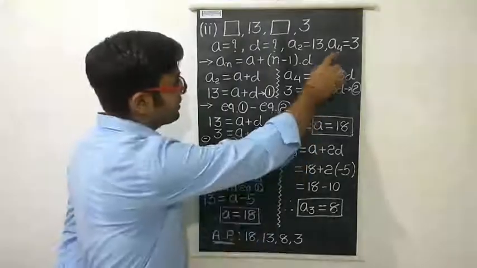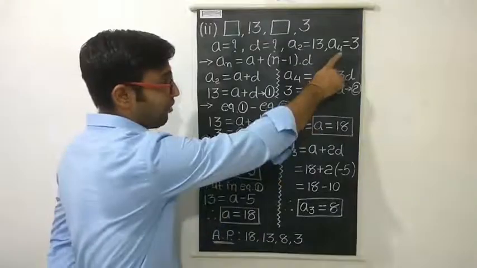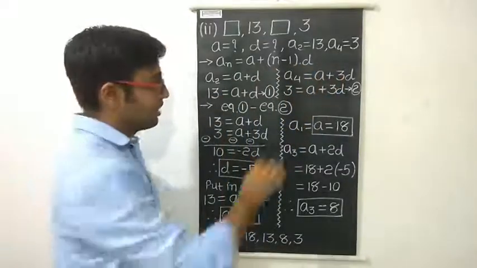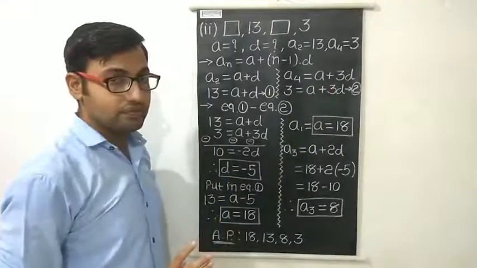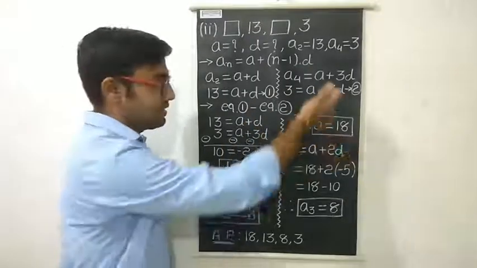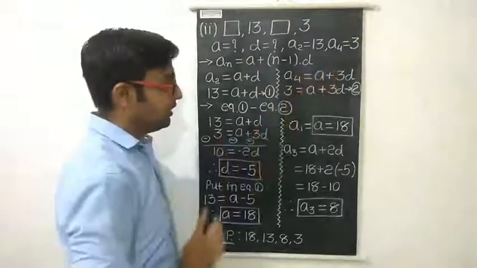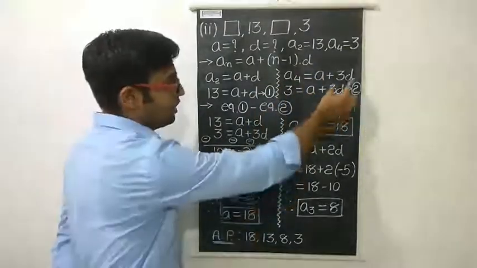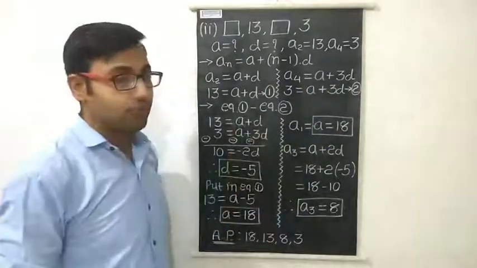Now apply the same formula for the fourth term. So here we have the value of n is equal to 4. So a4 is equal to a plus 3d, since 4 minus 1 into d is equal to 3d. So here we have a4 is equal to 3, a we don't know, 3d, d we don't know. Keep it as it is. Call it equation number 2.